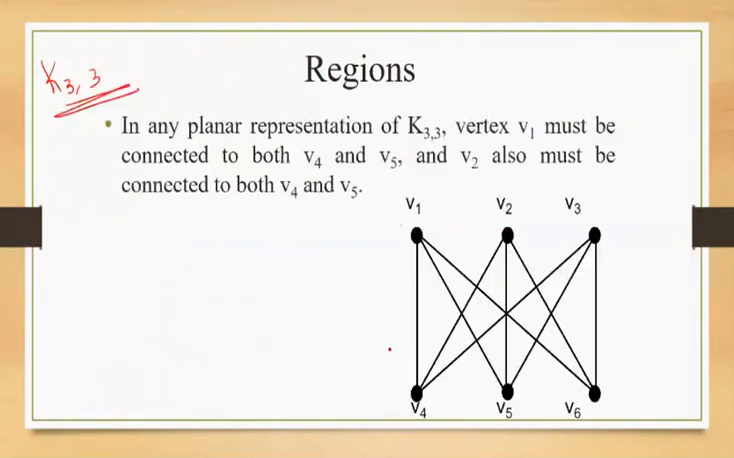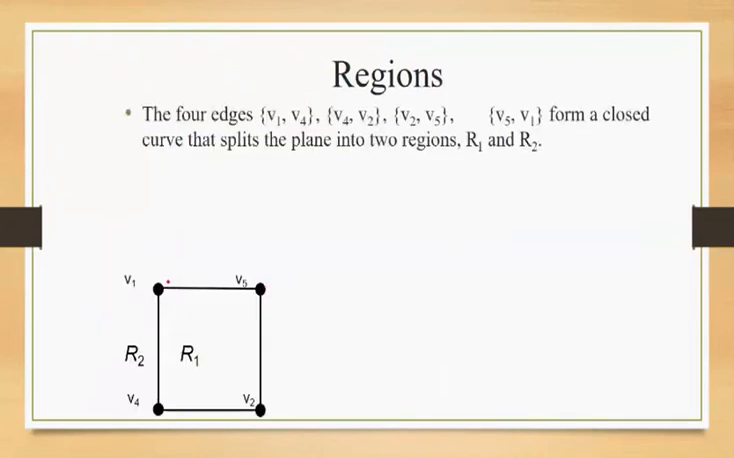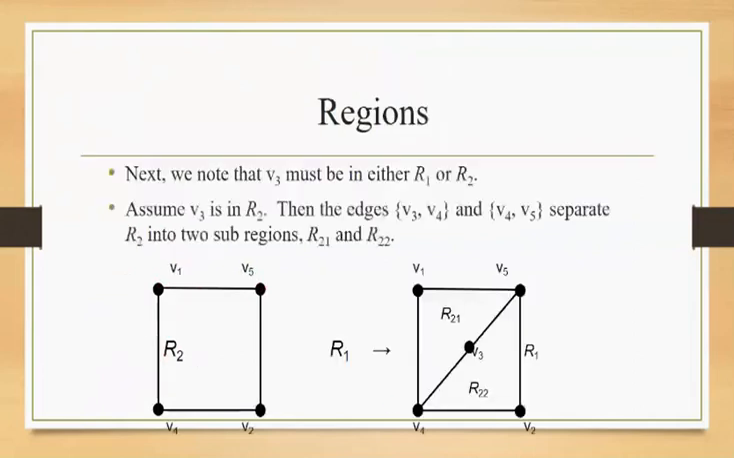V1, V2, V4 and V5. So if I'm taking a bipartite graph in this way, and V4 and V5. Now here you will see that in total we get 4 vertices and 4 edges, and I have got 2 regions. Next we note that V3 must be in either region 1 or region 2.